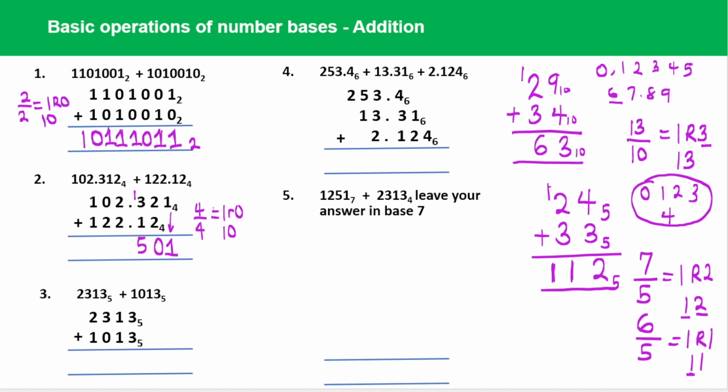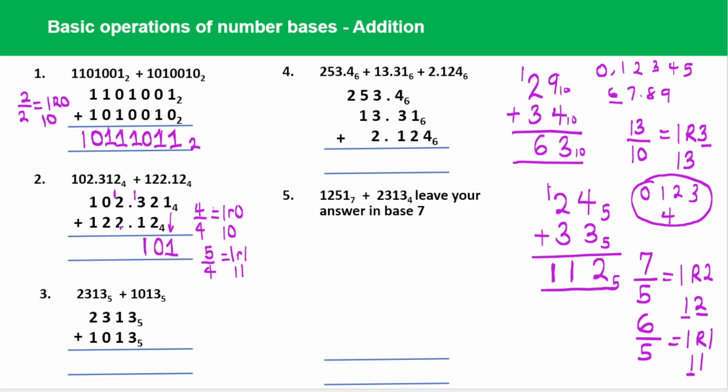Again, we cannot write 5 here. 5 is beyond our base, greater than our base. So what do we do again? We do 5 divided by the base. 4 in 5 is 1, remainder 1, which is 1, 1. So that means I have 1 here. I write the remainder and carry the whole.